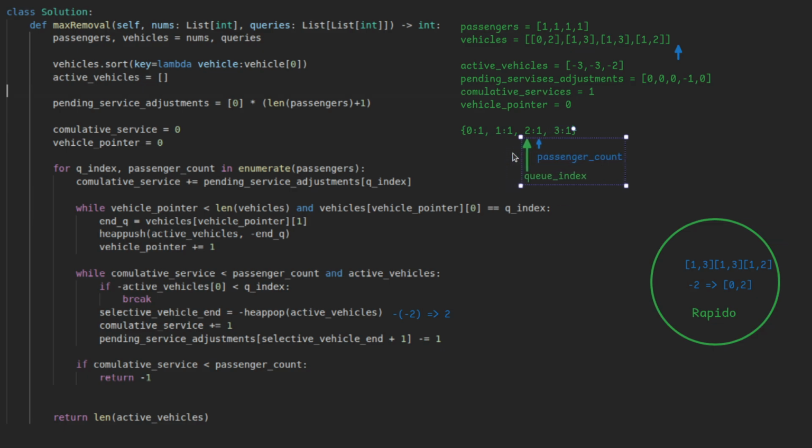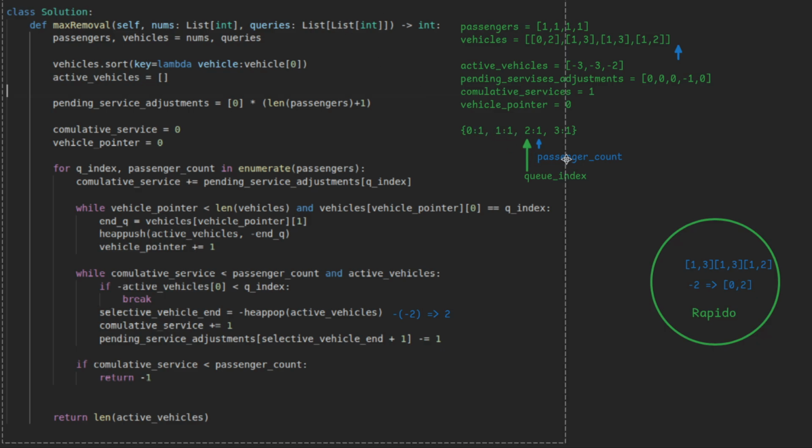What happens here is, at 2 1 I have cumulative services, I have 1 here and I don't want to do anything. Is there any vehicle? No, the vehicle pointer has already exceeded, so no vehicle will be added here. And then I have cumulative services as 1 and passenger count also as 1, so it will not go into this loop and it will also not go into this if condition.